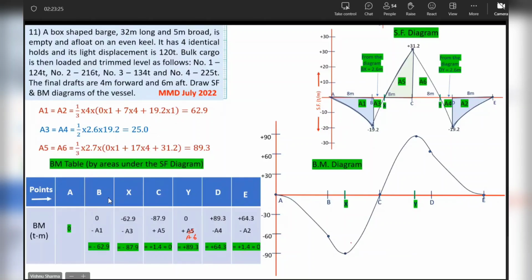This will be at X, it is minus 87.9, plus 89.3, plus 64.3, then 0, and then plus 62.9. These little bit changes, differences between the two maximum values are because of the rounding issues, nothing else. Otherwise, they would be exactly the same.